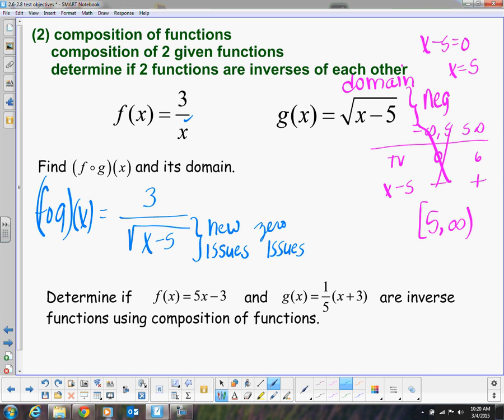What has to be excluded? What do we exclude? 5. So instead of this domain, what is my final domain? How do I exclude 5? Parenthesis 5 to infinity. 2 different ways to do the operations and the composition.